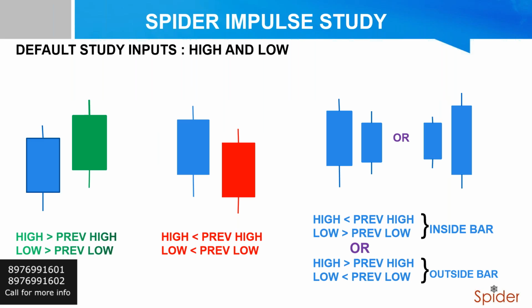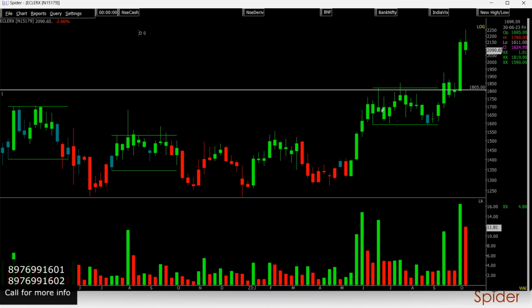So this is the Spider impulse system theory. The default parameter of the Spider impulse study is basically the high and low input, so price high and price low. There will be three colors in the Spider impulse system: the first in green, the second in red, and the third in blue. Before going into detail, you can see there are three colors defined on this screen: green, red, and blue.